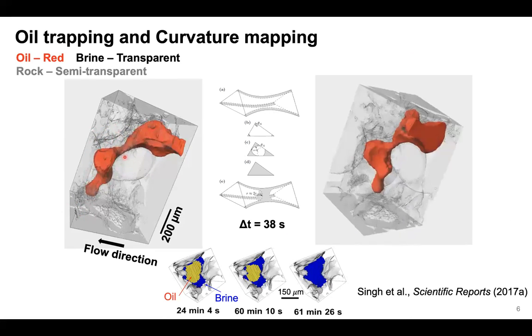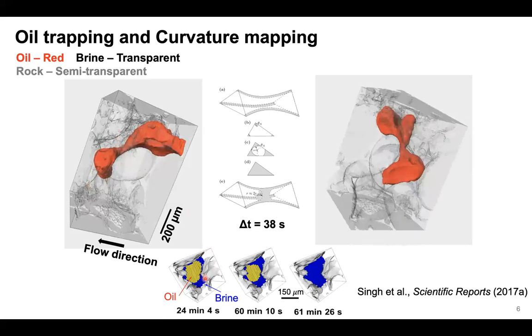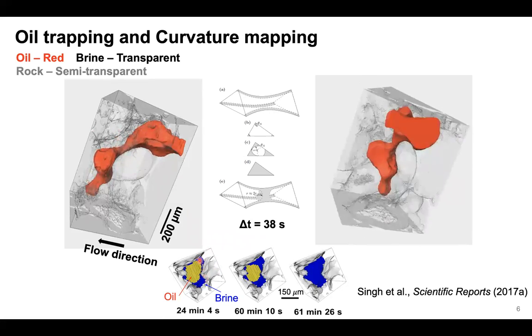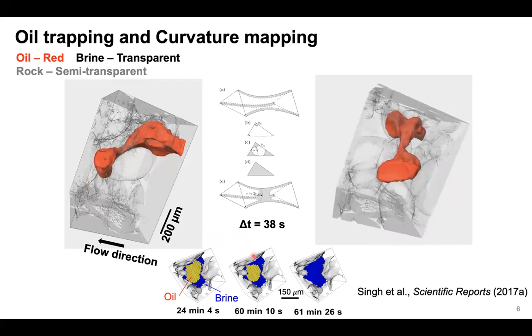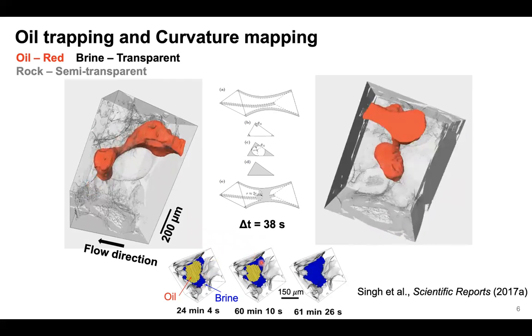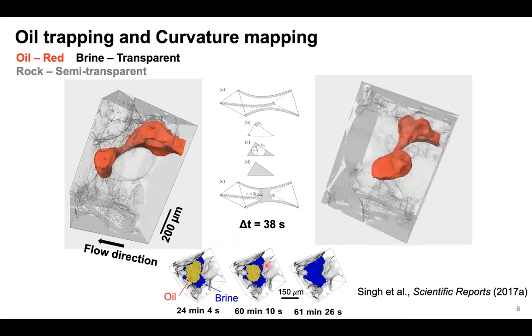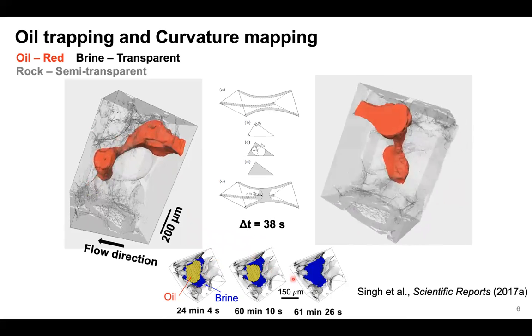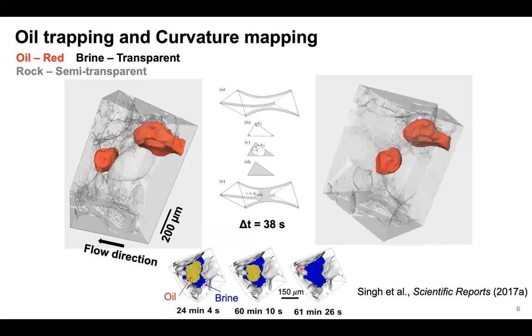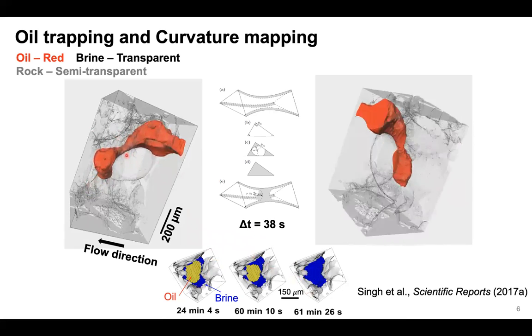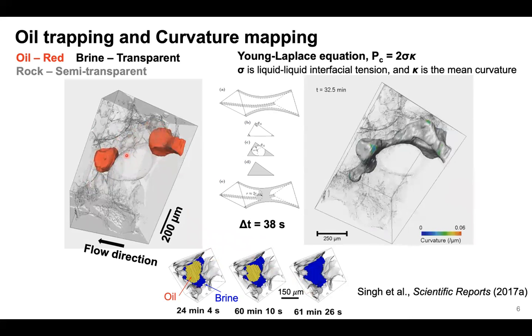We can also zoom into this throat and see how the water is actually expanding there. So this blue is water. With time, as we increase the water pressure, these water layers are swelling and leading to trapping when we see the pressure disequilibrium. So you see the throat is completely full of water after we get the disconnection. One thing we can do in terms of analysis is convert the interfaces in 3D to curvature maps. It's water-oil curvature maps, which we can convert to capillary pressure using the simple Young-Laplace equation.